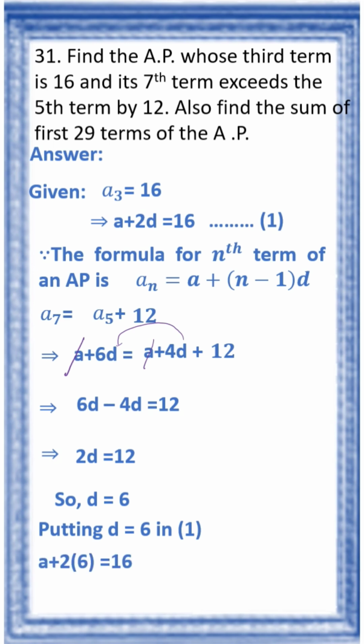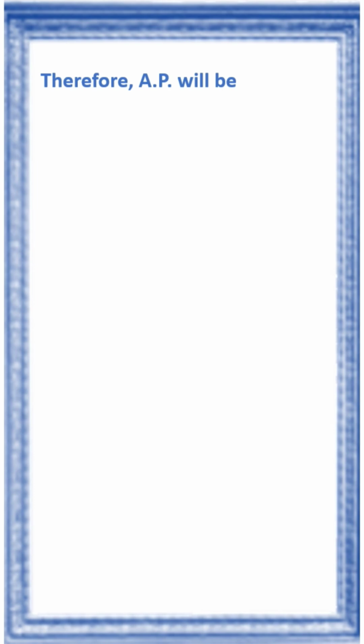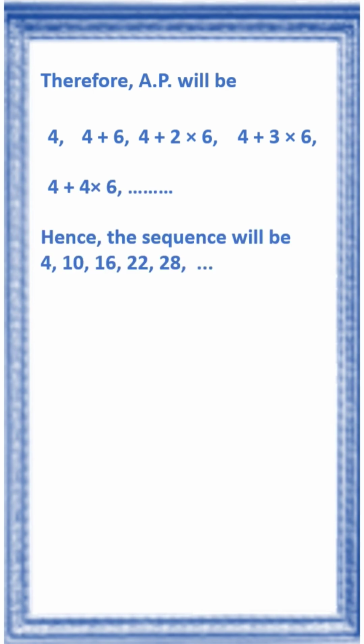Putting d is equal to 6 in equation number 1: a plus 2 into 6 is equal to 16. It implies that a plus 12 is equal to 16. a is equal to 16 minus 12, so a is equal to 4. Therefore, the AP will be a is 4, d is 6. So the arithmetic progression will be 4, 10, 16, 22, 28 and so on.